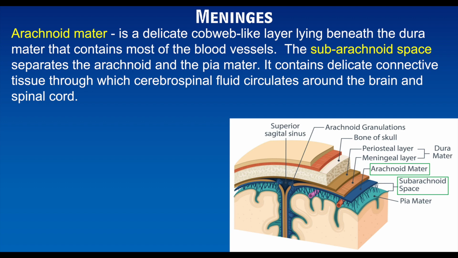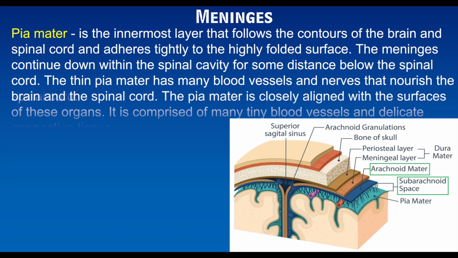Next is the arachnoid mater. It is a delicate cobweb-like layer lying beneath the dura mater that contains most of the blood vessels. The subarachnoid space separates the arachnoid and the pia mater. It contains delicate connective tissue through which cerebrospinal fluid circulates around the brain and spinal cord.